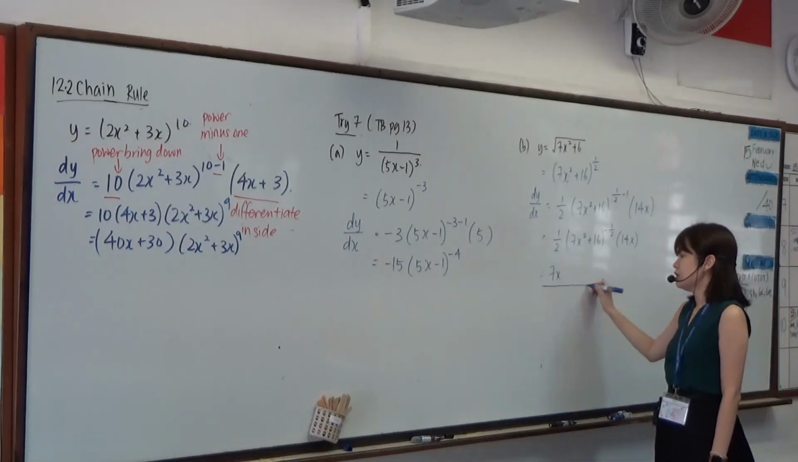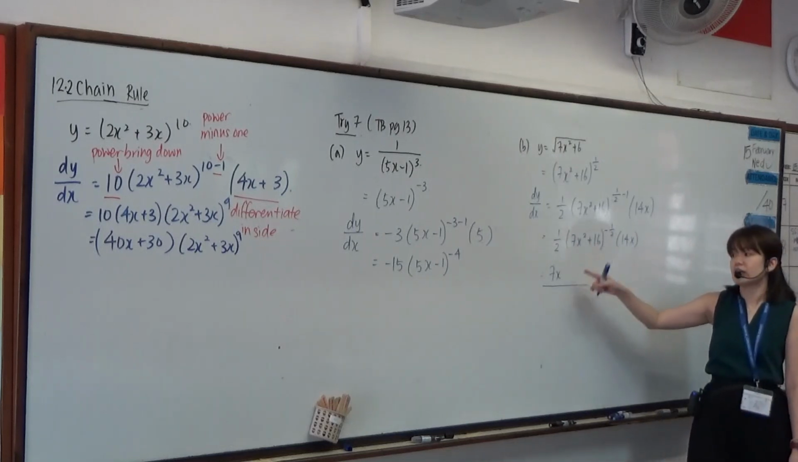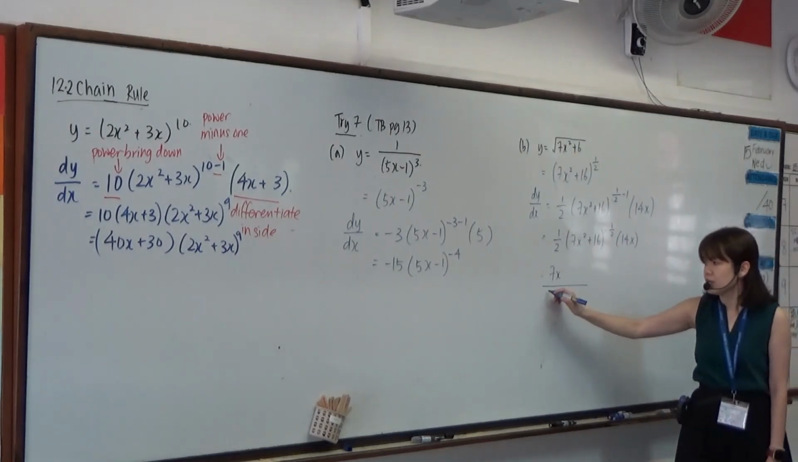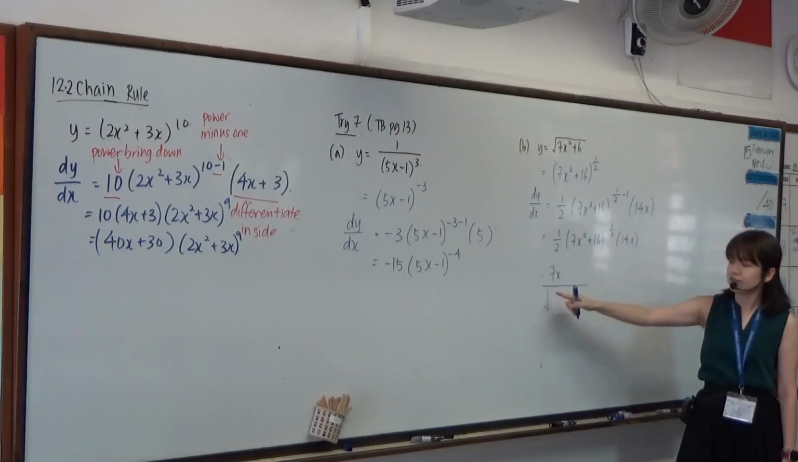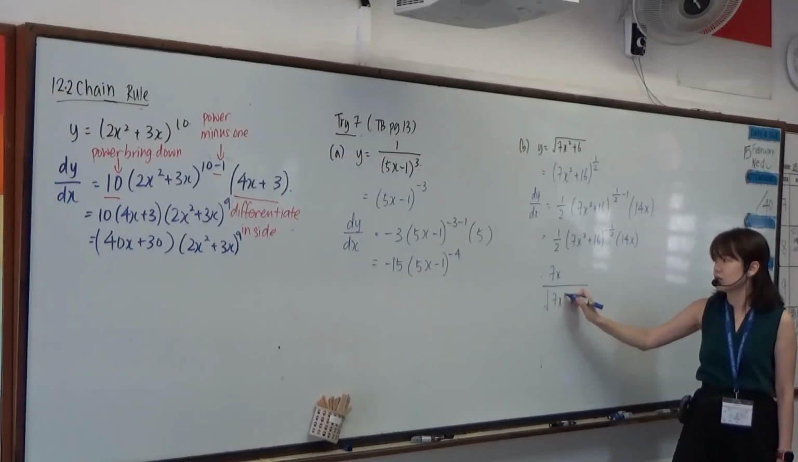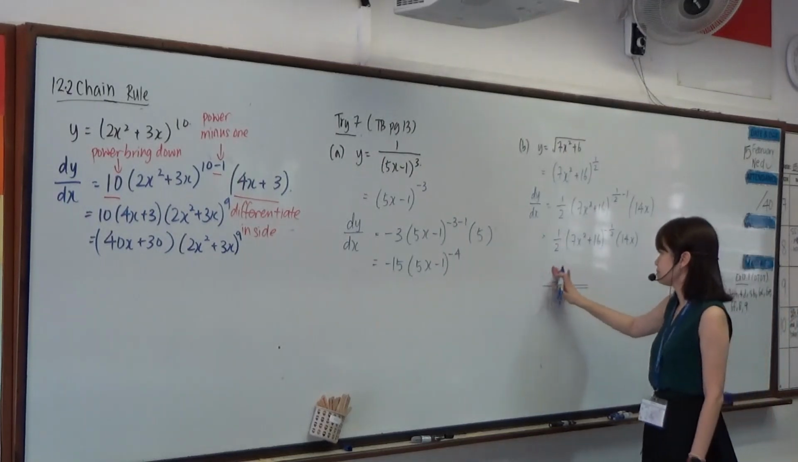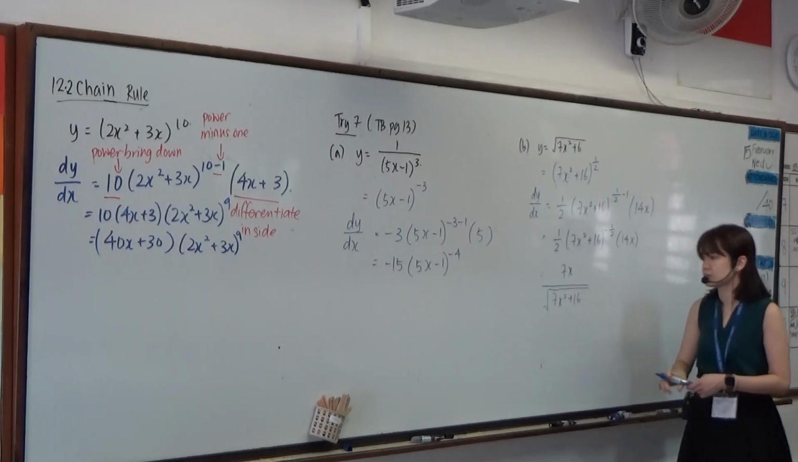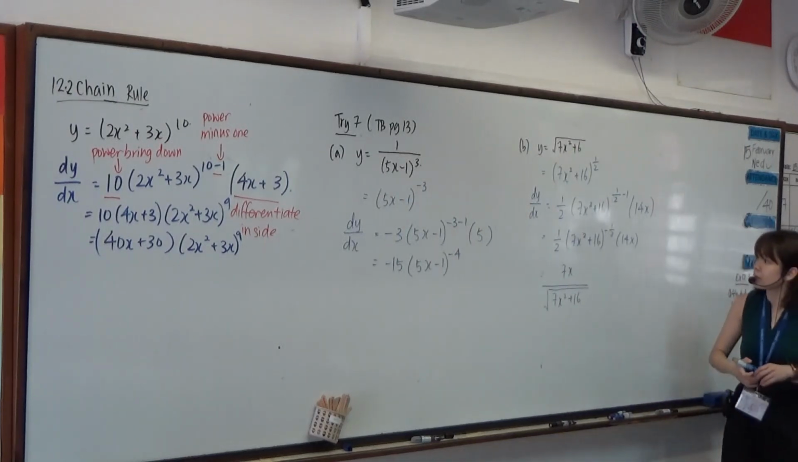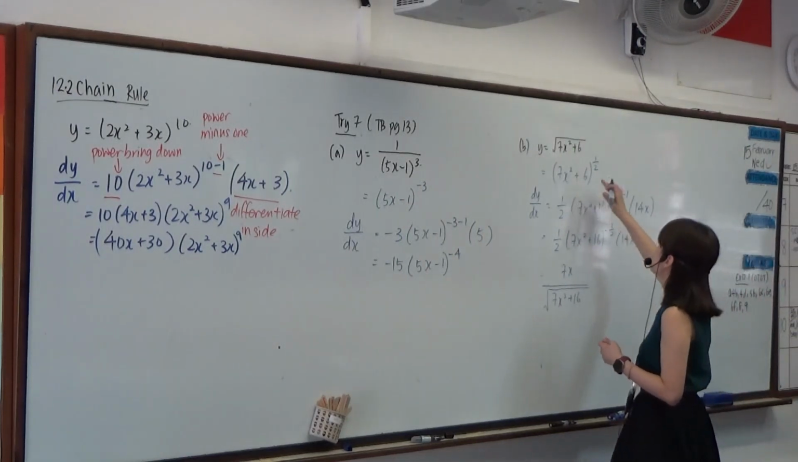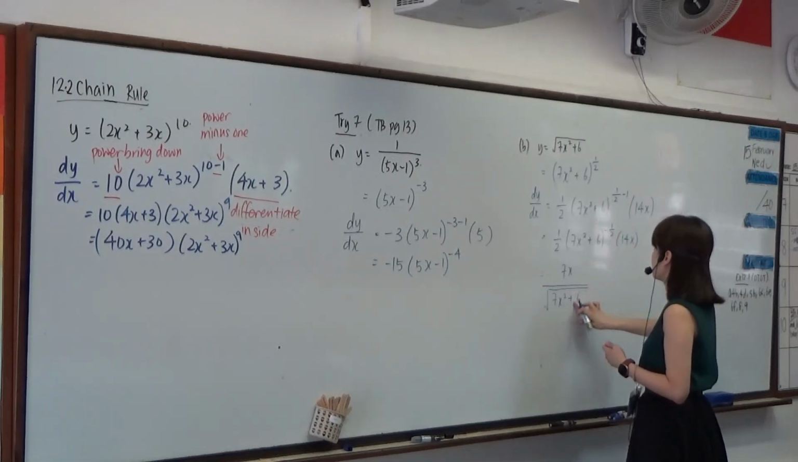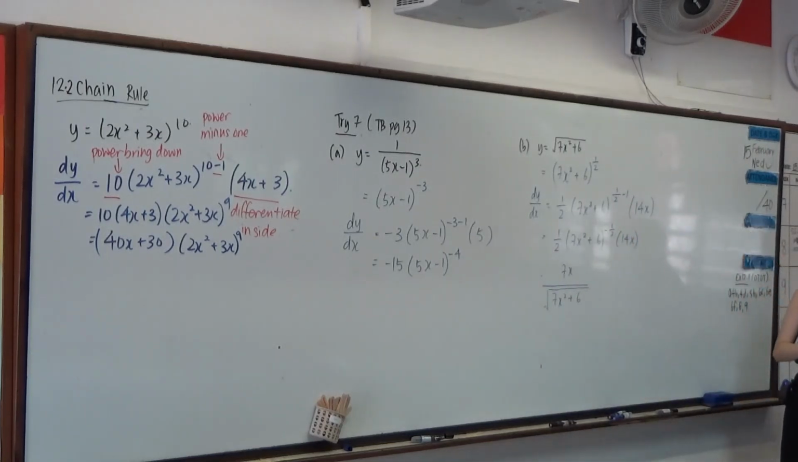Usually, you will be expected to put it into positive index form. So half is square root, negative in the denominator. The inside of the square root will be 7x squared plus 6. Oh, 6, sorry. Is that all? Yes. Okay. Questions?